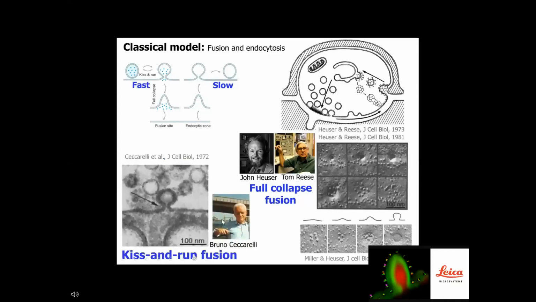At about the same time, Ceccarelli and his colleagues proposed the kiss-and-run form of fusion, which involves fusion pore opening and closing very rapidly, and the pore usually is very narrow so that it may limit transmitter release. Their hypothesis was based on the observation of this omega-shaped membrane profile with the electron microscopy method.